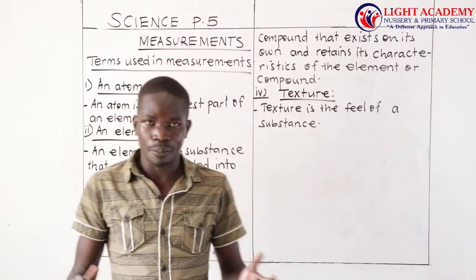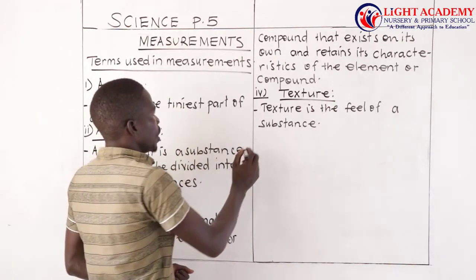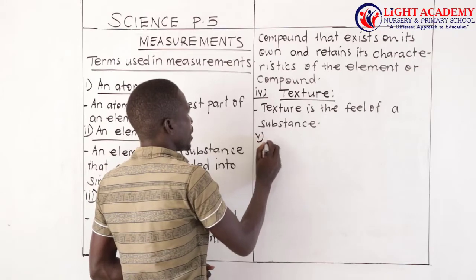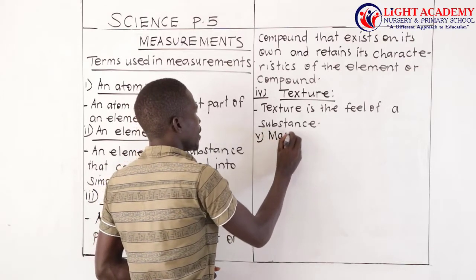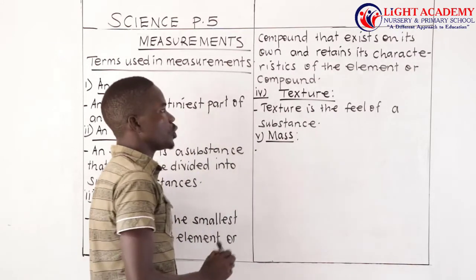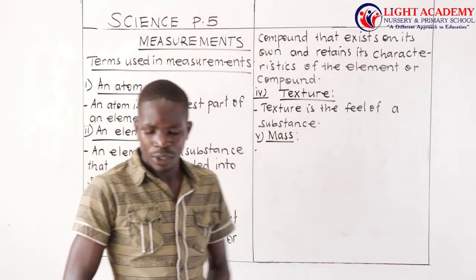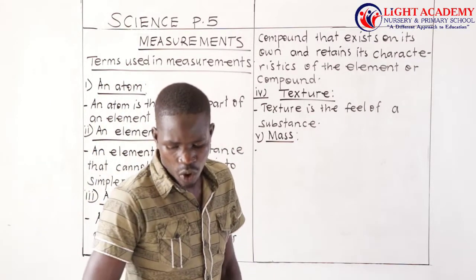Then another term, before we continue, is mass. Another term we also need to know here is mass. Before you talk about measurement, you talk about mass. So mass is the quantity of matter contained in an object.